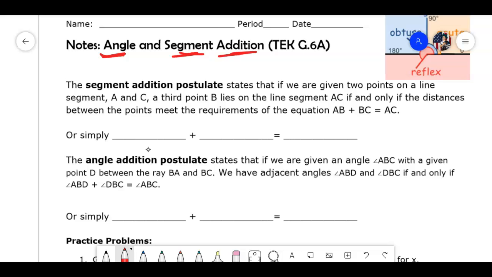The segment addition postulate states that if we're given 2 points on a line segment, points A and C, a third point B is on that segment if and only if the distances meet the requirements of AB plus BC equals AC. Now, that's one way to put it, but simply on these blanks, go ahead and write this down. Whenever you have a segment that has two parts, the one part plus the other part added together equals the whole thing. Part plus part equals the whole thing in a segment, okay?